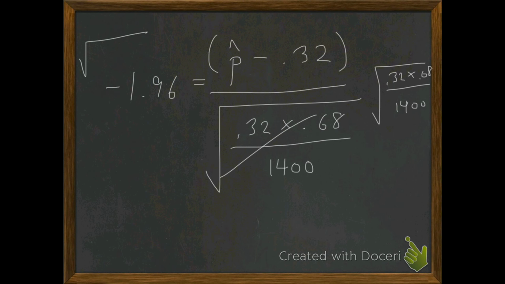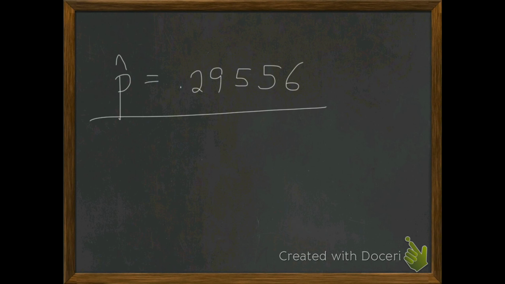Now this is all going to cancel. So on the left hand side I get negative 0.02444 equals p hat minus 0.32. So guys, obviously we're going to add 0.32 to both sides. So the p hat that we get is 0.29556. Now depending on rounding, you might be off a little bit.